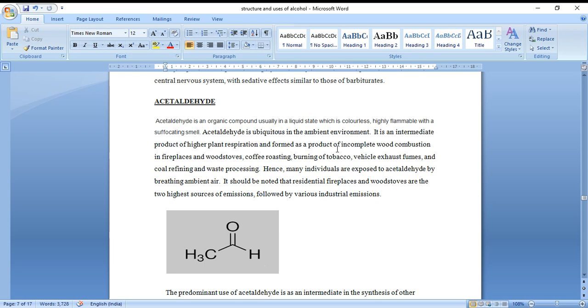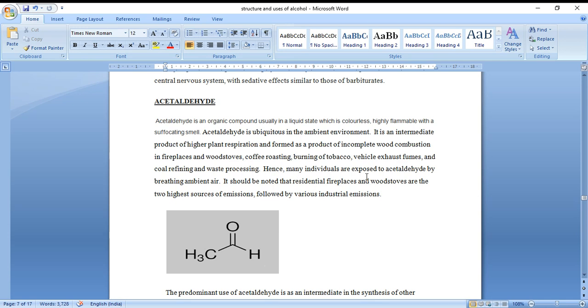Acetaldehyde is ubiquitous in the ambient environment. What is meant by ubiquitous? It may be found almost everywhere in nature. Wherever you search, you will find acetaldehyde. It is an intermediate product of higher plant respiration, and it is formed as a product of incomplete wood combustion in fireplaces and wood stoves, coffee roasting, burning of tobacco, vehicle exhaust fumes, and coal refining and waste processing.